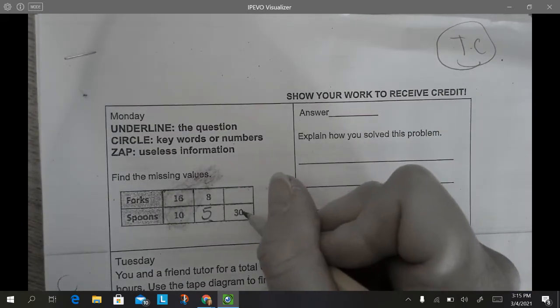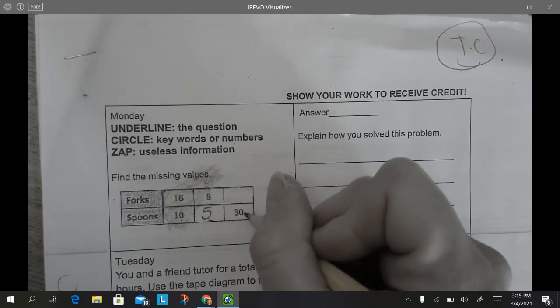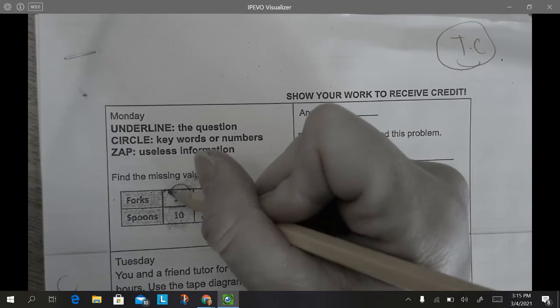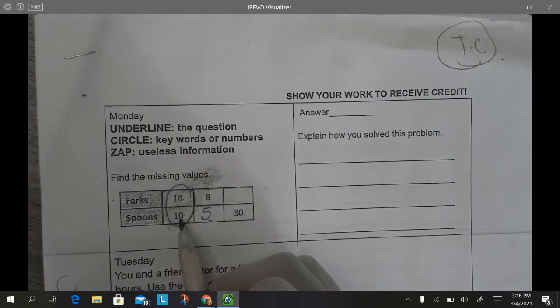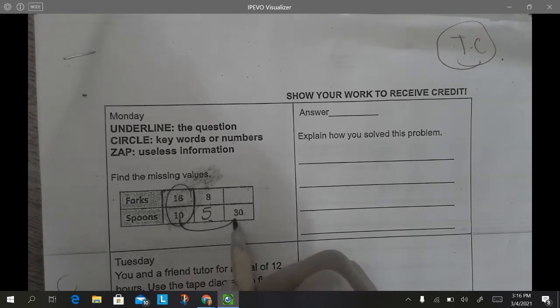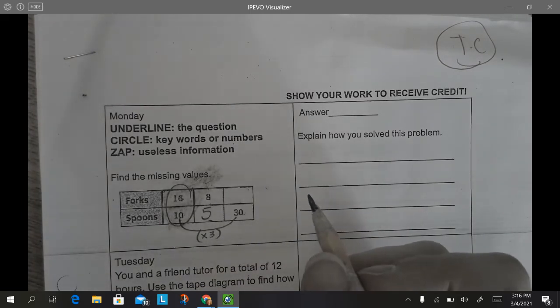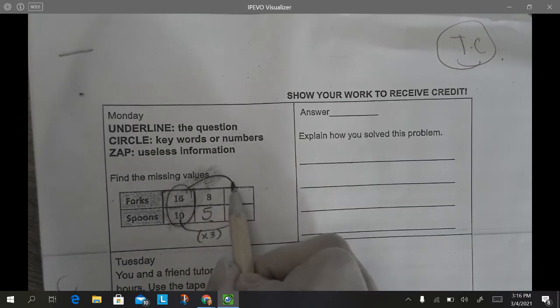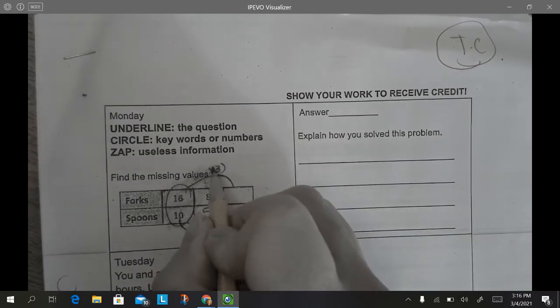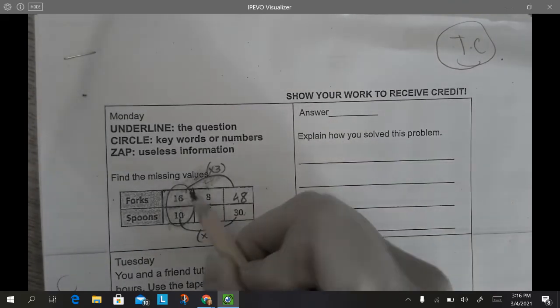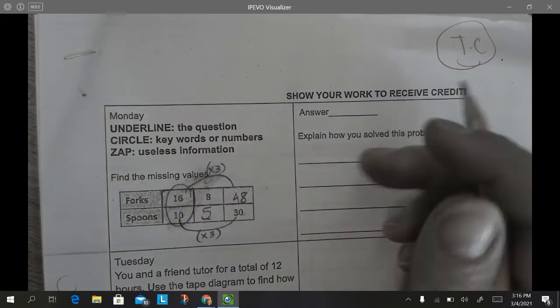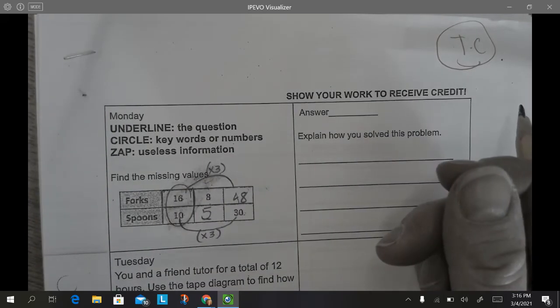Now, when you have this one right here where they have you looking at 30, you always want to go back to the original rate that they give you, and think about how you get from the original 10 to 30. And you're going to say to yourself, well, I know they increase it because they multiply it by 3. So therefore, you need to multiply it by 3 on the top to get 48, because 16 times 3 is 48. All right. So these are your answers for the first one.